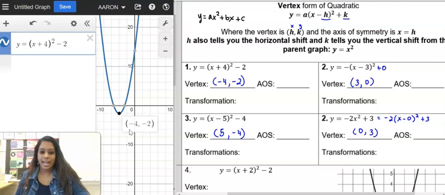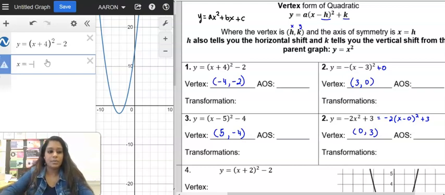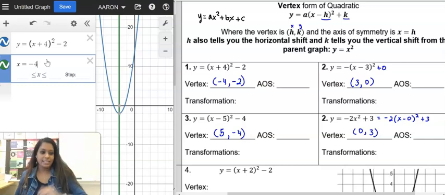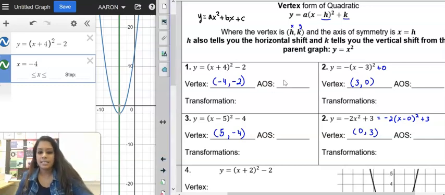Let's go ahead and deal with the AOS, which is the axis of symmetry. Right here for this particular one, you have x equals -4. See how that is the axis of symmetry? It crosses right there. So I'm going to say that this is x equals -4. Remember, axis of symmetry is always x equals, and it's always the x-coordinate of your vertex. So this will be x equals 5, x equals 3, and then x equals 0.